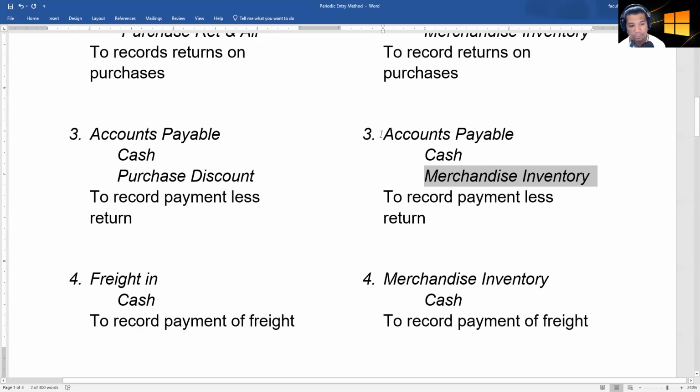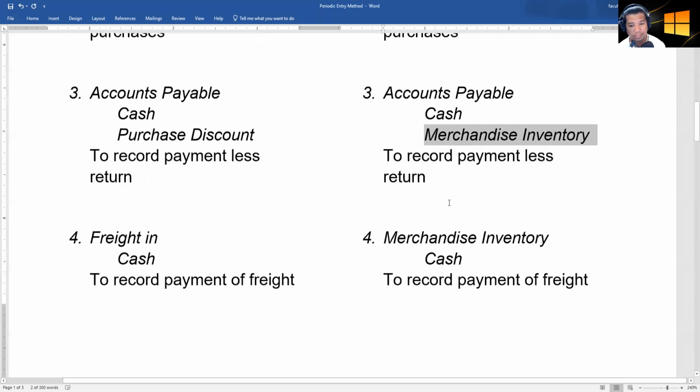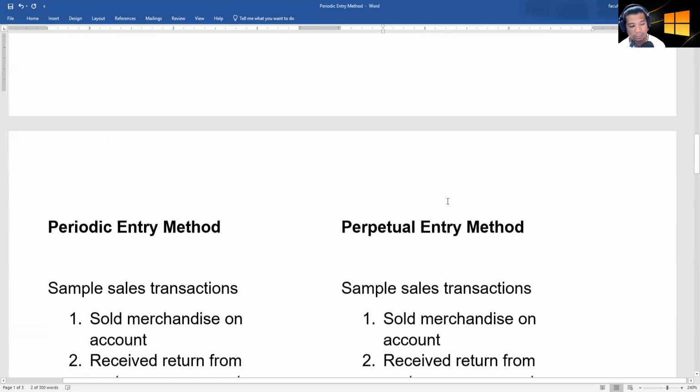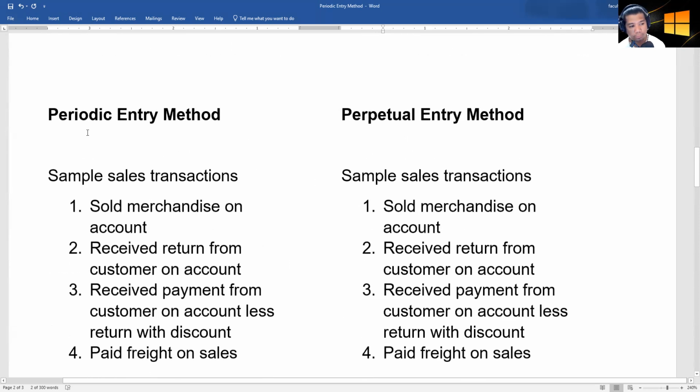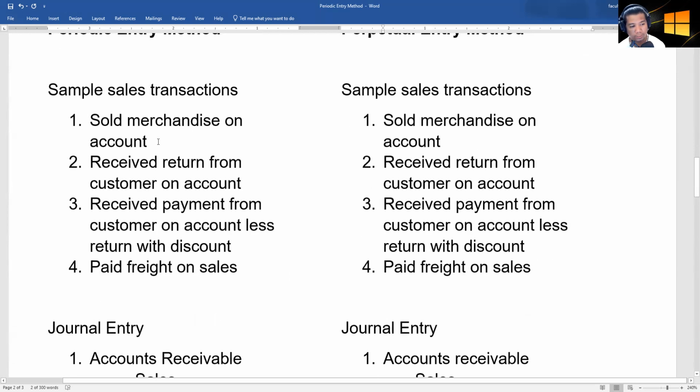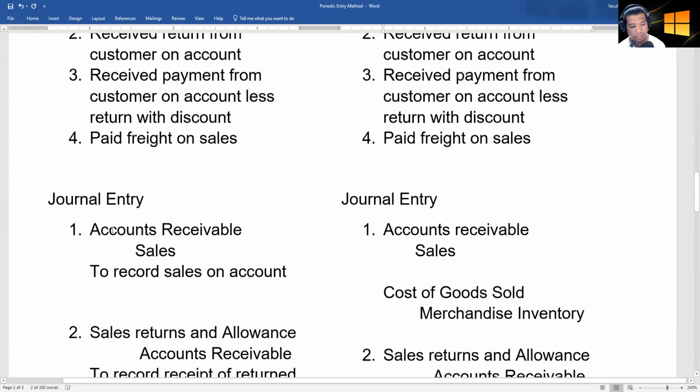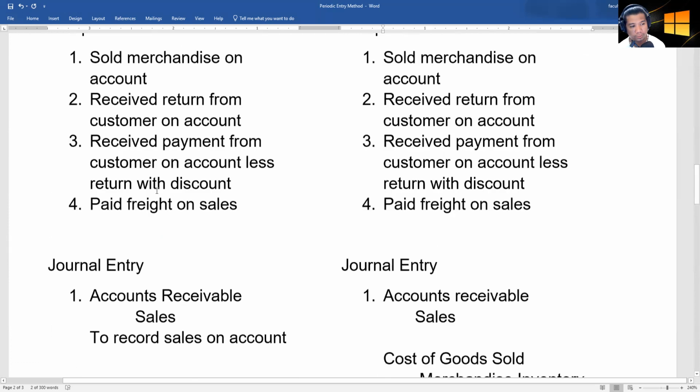Now, tapos na tayo sa purchase account. Punta naman po tayo sa sales account. Okay? May mga sample din dito. So, periodic entry method, sample sales transaction for perpetual. Ito po siya. Sold merchandise on account. Ano ang entry niya? Account receivable and sales. I know that you are familiar with this. So, the same pa rin.